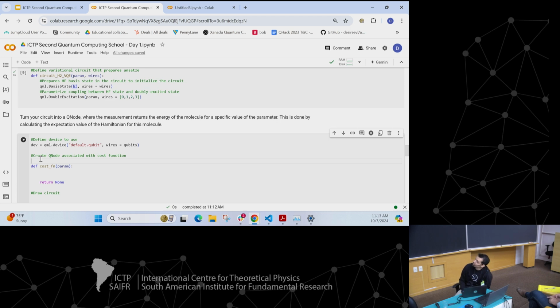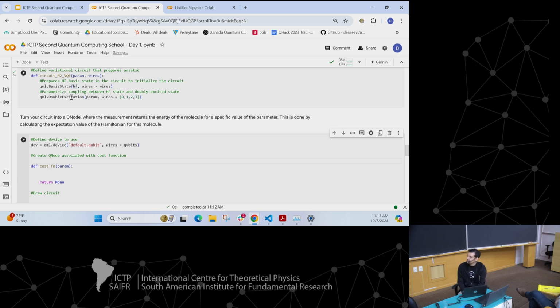And you're also going to create your QNode that's going to be associated with the cost function. Within your cost function, we're going to have this circuit that we defined here. So remember, you need to have the Hartree-Fock state, prepare the post-Hartree-Fock state, and measure the expectation value of the Hamiltonian.